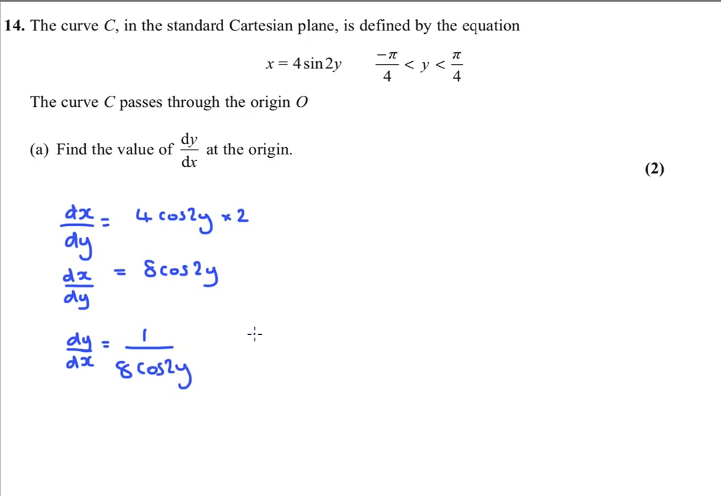cos 2y. At the origin, I can usually be substituting x, but here we need to substitute in y. Dy by dx is going to equal 1 over 8 times cos of 0, and cos of 0 is 1. So at the origin, the gradient of the tangent is an eighth.